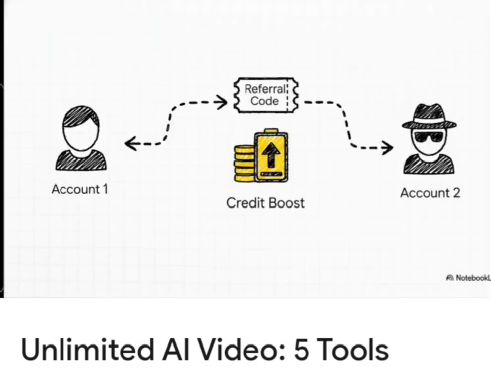But wait, it gets better. Ronio has this cool little quirk we can use. When you sign up, you get your own referral code. So what you do is open an incognito window, get another temporary email, and sign up for a second account using the referral code from your first account. This gives both accounts a huge pile of extra credits.